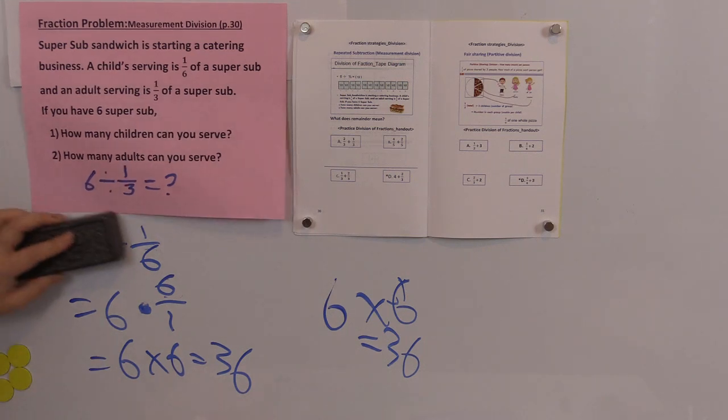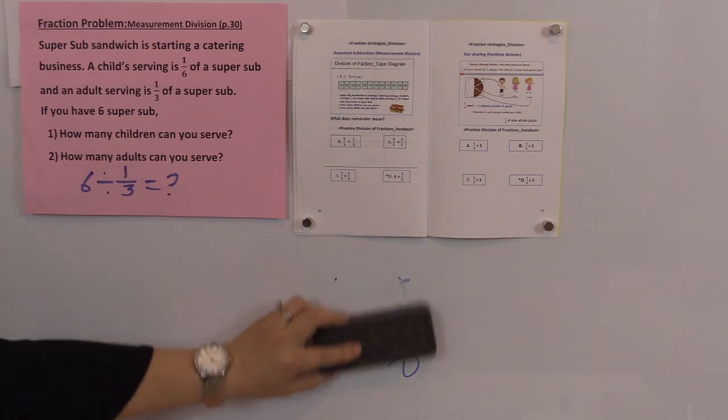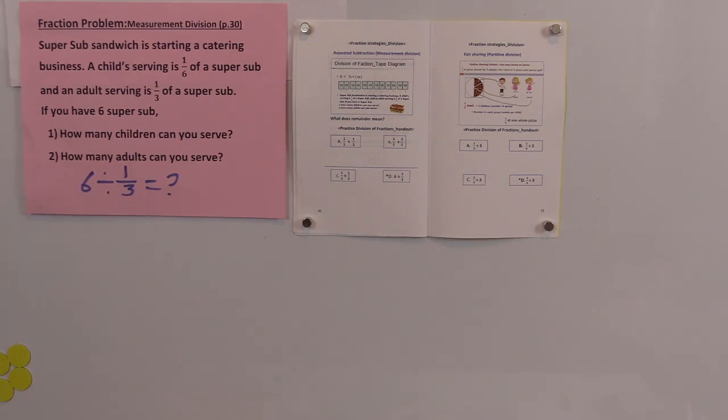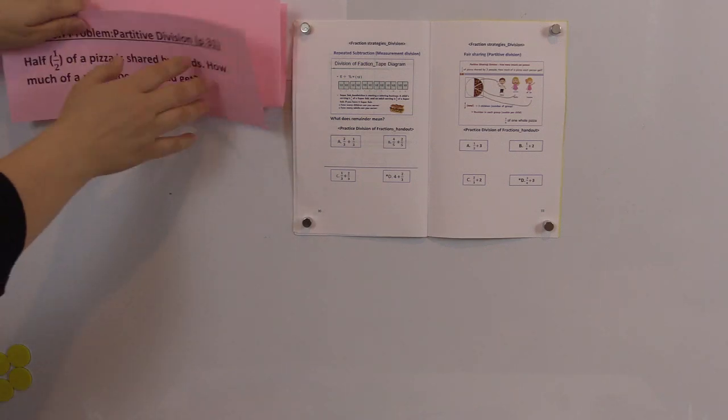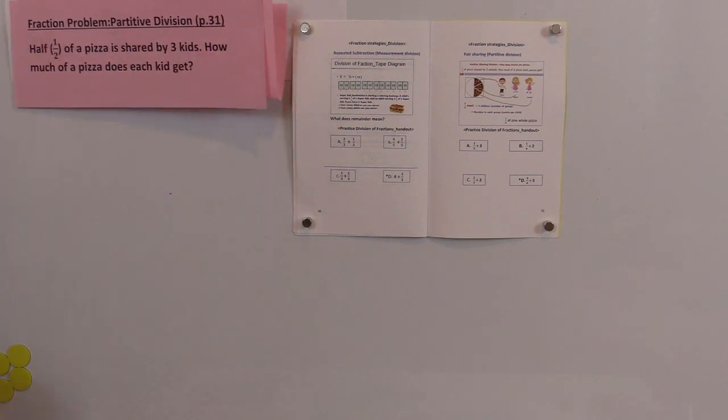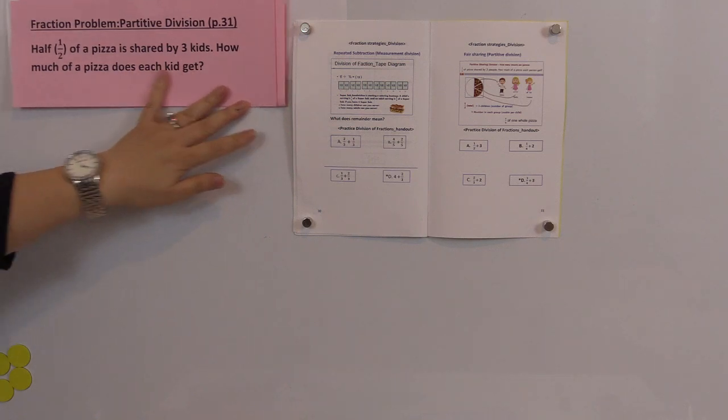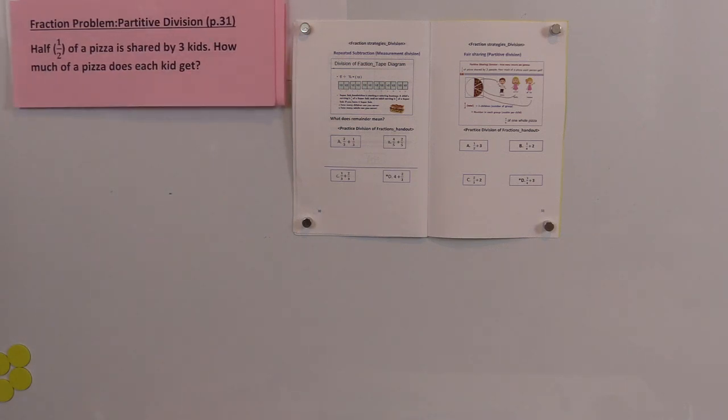Okay, but now let's talk about another type of fraction and division here. The second type: we talk about 6 cookies, 2 people are going to share, and how many cookies does each person get. Sharing type. And we know the total. We know the number of groups. We want to figure out how many per person. Right? So let's look at the second problem here. What does it say? The second problem says half of a pizza is shared by 3 kids. How much of a pizza does each kid get?